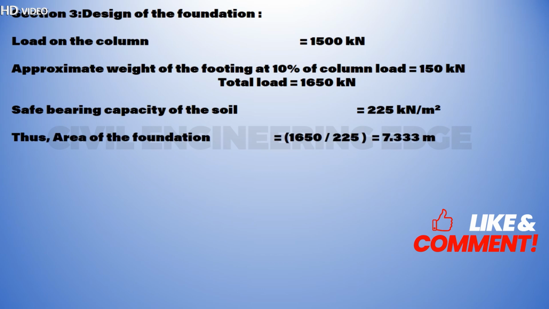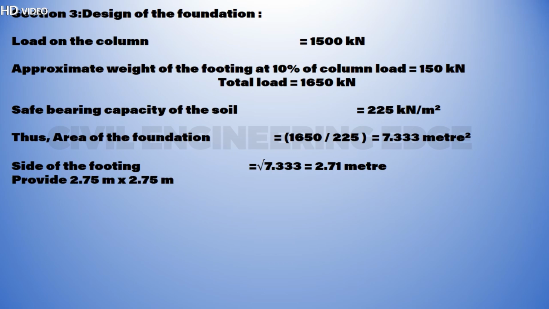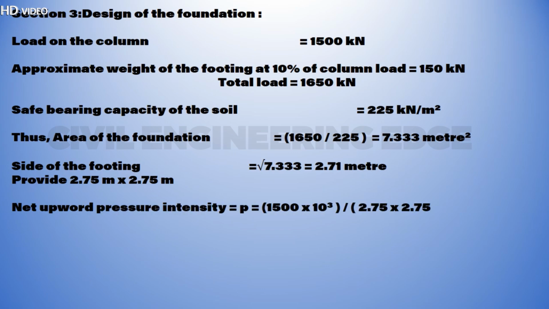Factored moment, Mu = 1.50 × M = 1.50 × 345,170 = 517,755 Newton meter. Equating Mu,lim to Mu: 0.138 fck b d² = 0.138 × 20 × 500 × d² = 517,755 × 1,000. So d = 613 millimeter.